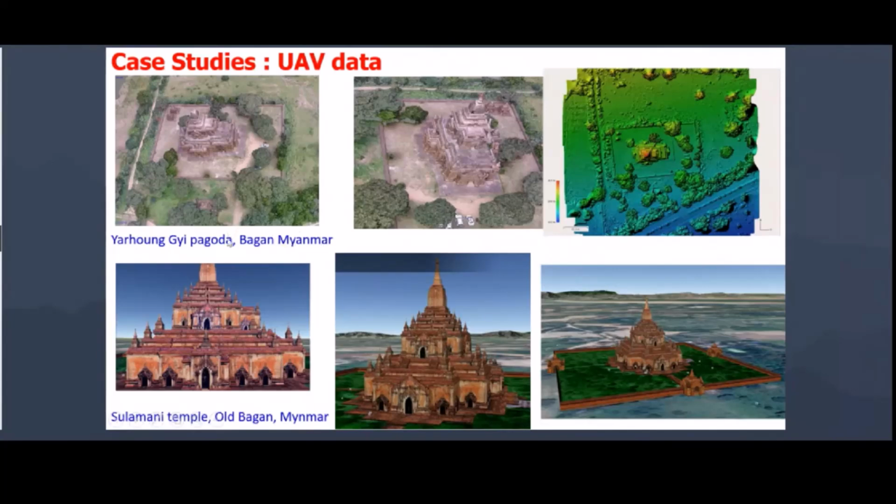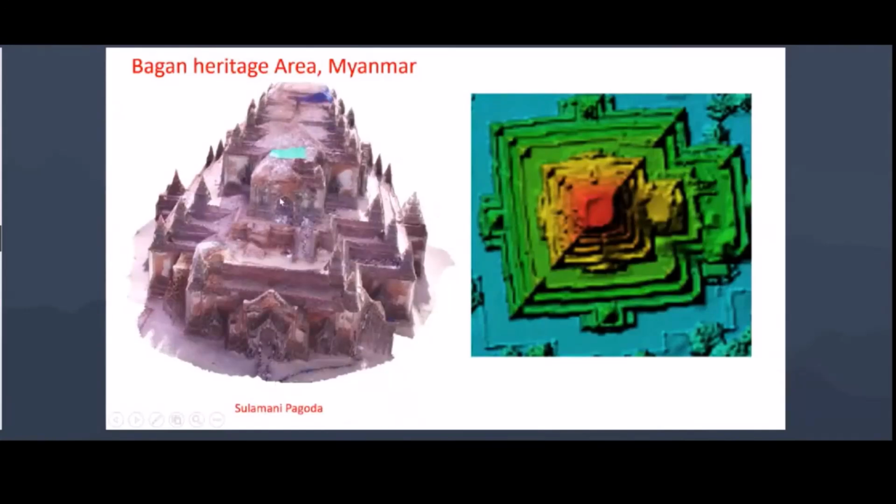This is the Bagan Heritage Site in Myanmar. These are two pagodas that we studied. This is the Sulamani Temple Pagoda. This is a 3D model superimposed on the geoportal, Google Earth, and a very detailed model of the pagoda is seen here through UAV images. Similarly, this is the other pagoda, the Yarhong Gei Pagoda in the Bagan Heritage area. Now you can see the amount of detail.